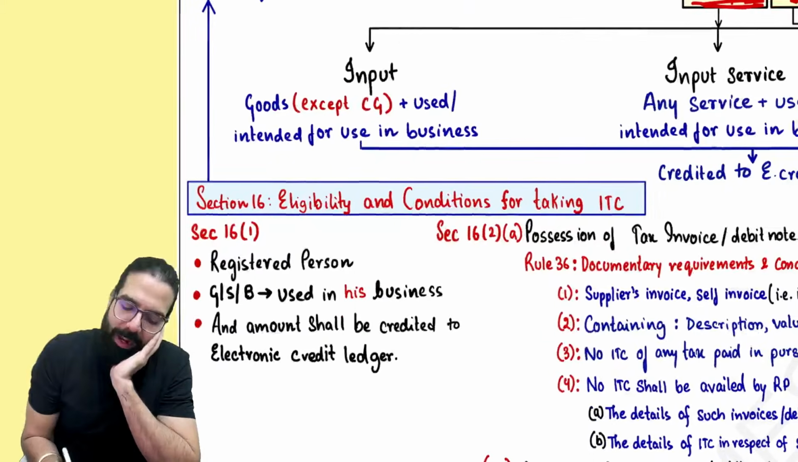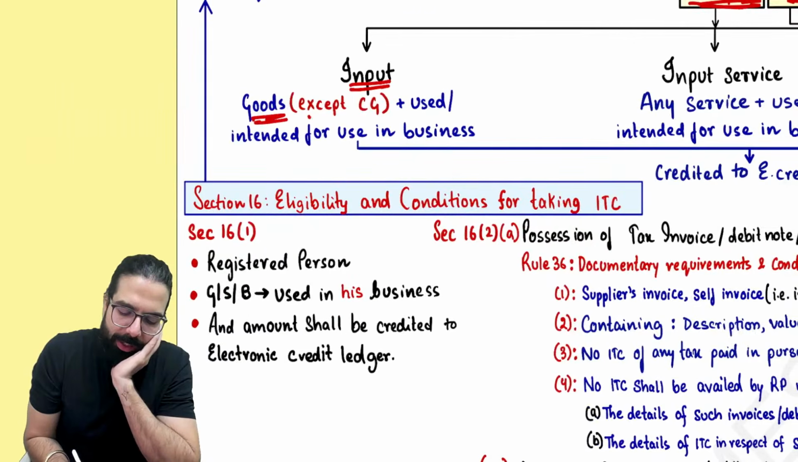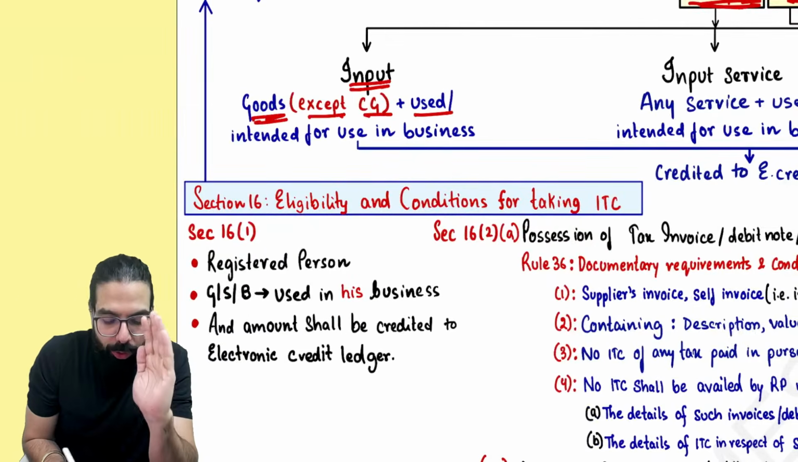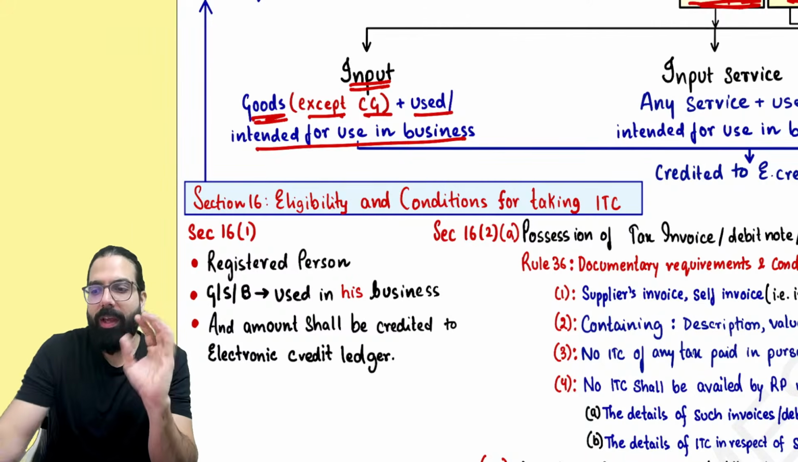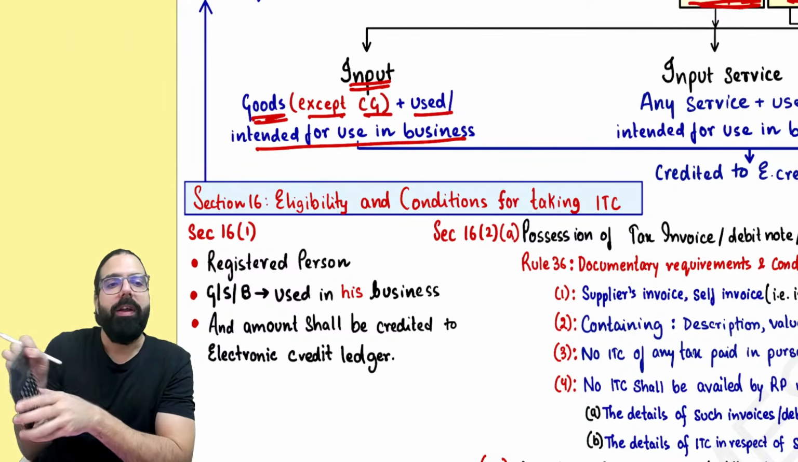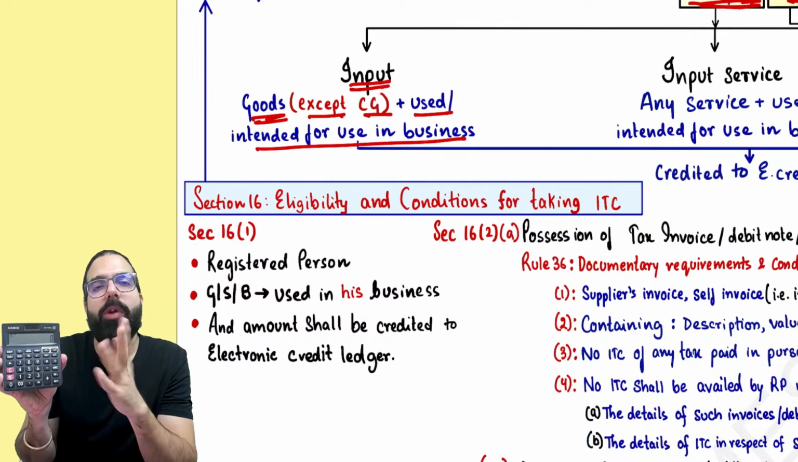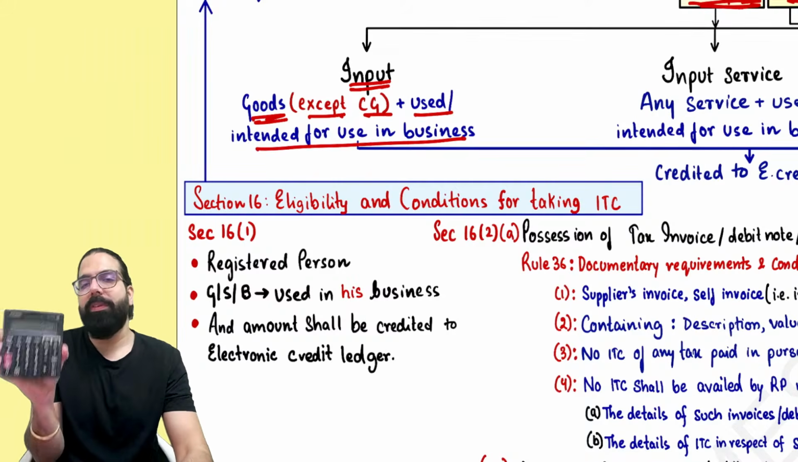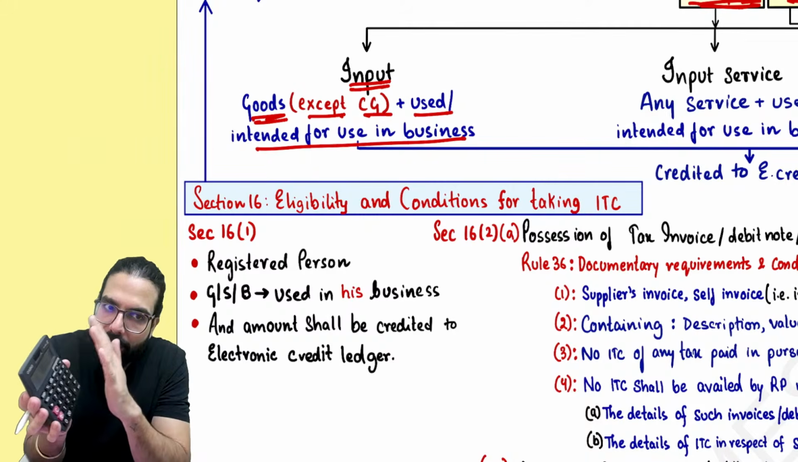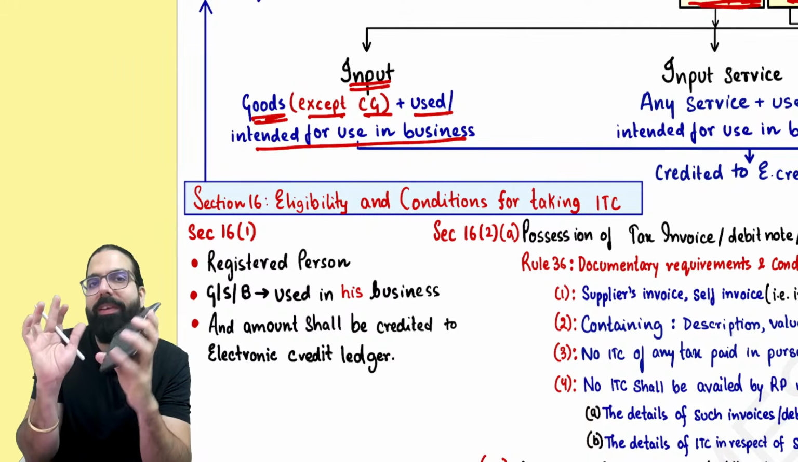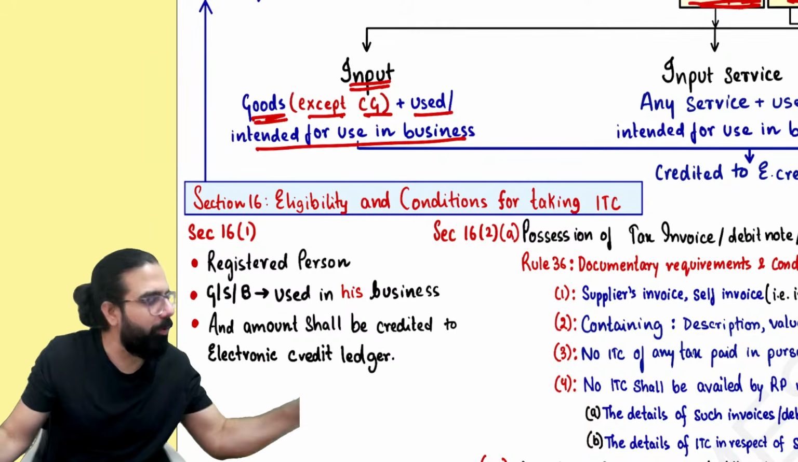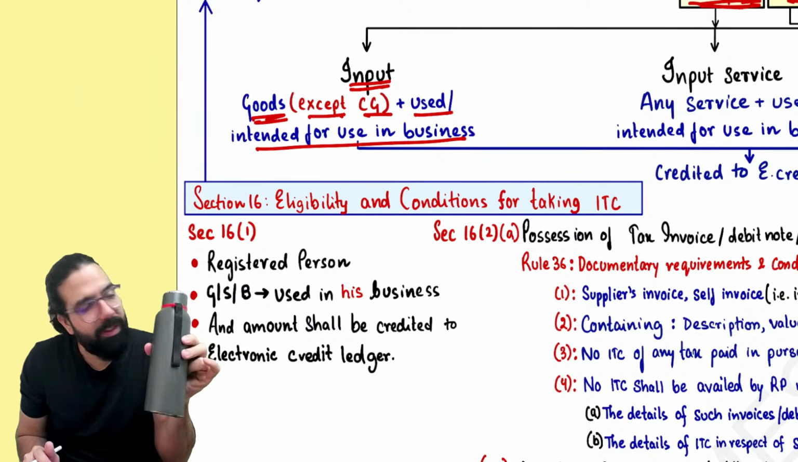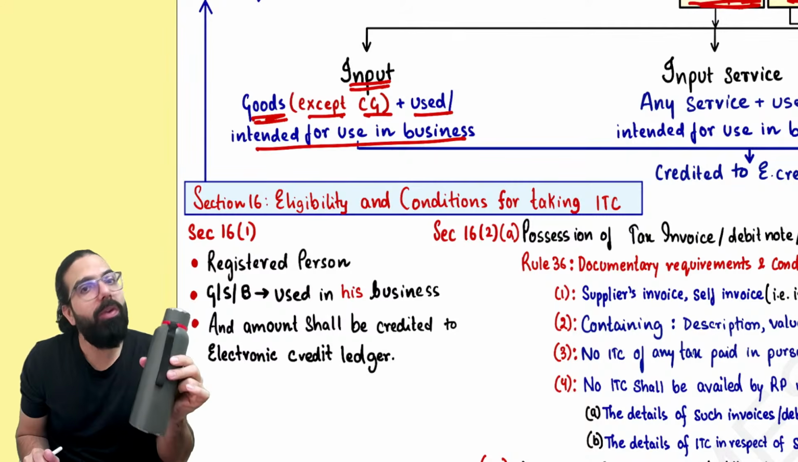See, input actually means only those goods other than capital goods which you have used or intention is to use in the business. If I go ahead and buy this calculator, it is not a capital good. I am not going to put it in the balance sheet. So this is a good which I bought for my business. Now, if I have used it or intention is to use it in the business, whatever GST I pay, I'll get the credit. For example, this water bottle, it's not capital goods, but these goods I have bought for my business. I will go ahead and get the credit.